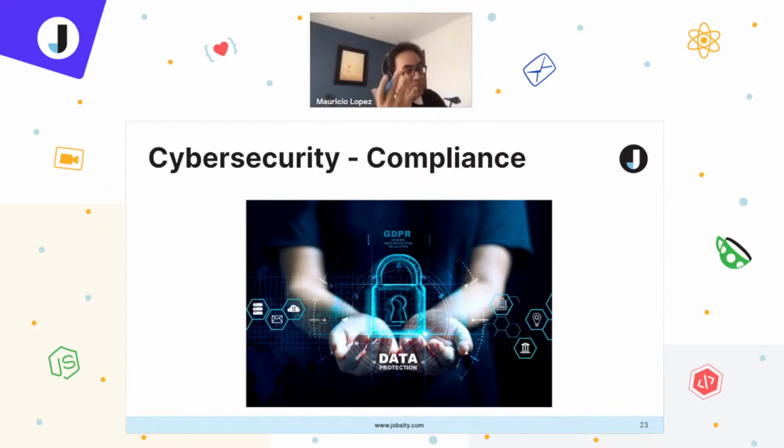There are many compliance programs that a company can follow. Usually they are tied to an industry. For example, health providers usually need to get HIPAA. It's a compliance program. There are others like ISO 27000, SOC 2, or PCI, the one that financial companies usually use. In our case, JobCity is trying to get SOC 2. It's a long process, okay?